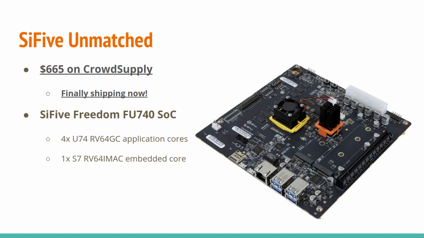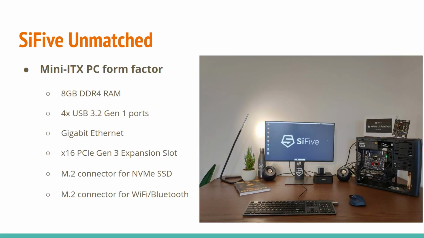Now, last year, SiFive announced the follow-up to the Unleashed, which is called the Unmatched. So instead of $1,000, this one's $665, so a little bit cheaper. It was available on CrowdSupply as well, and it's finally shipping now to backers, and then it'll soon be available from distributors as well. This has a new SoC in it called the FU740 SoC. It also has 4 64-bit RISC-V cores, similar to the other one, but just the next generation of SiFive core design. And the really interesting thing about this board is it comes in a mini ITX PC form factor with 8 gigabytes of memory.